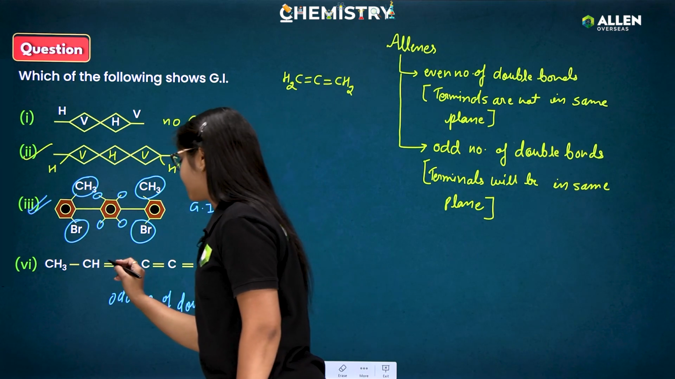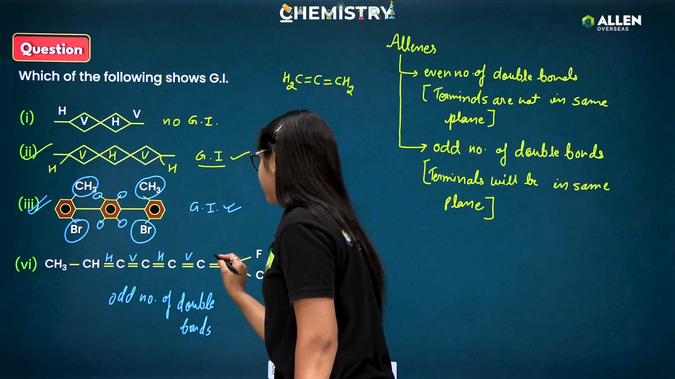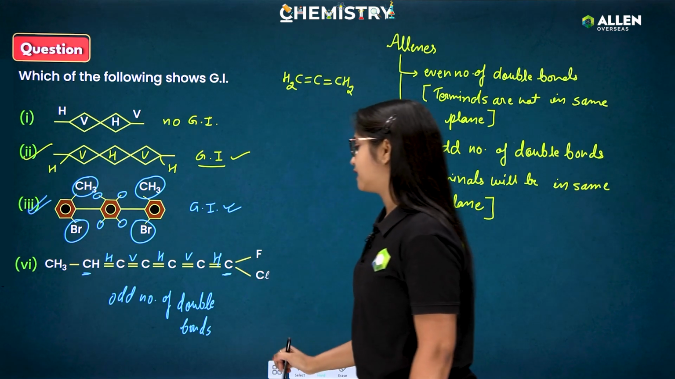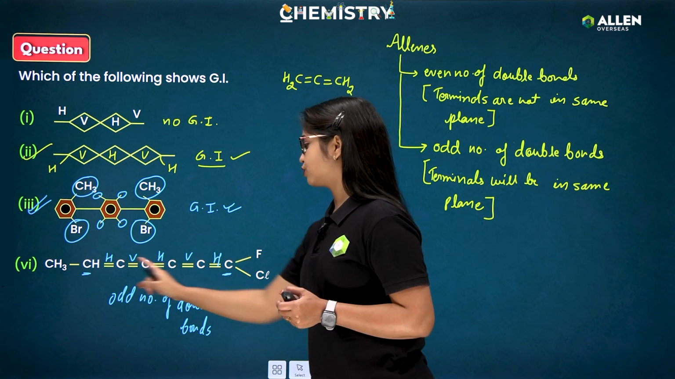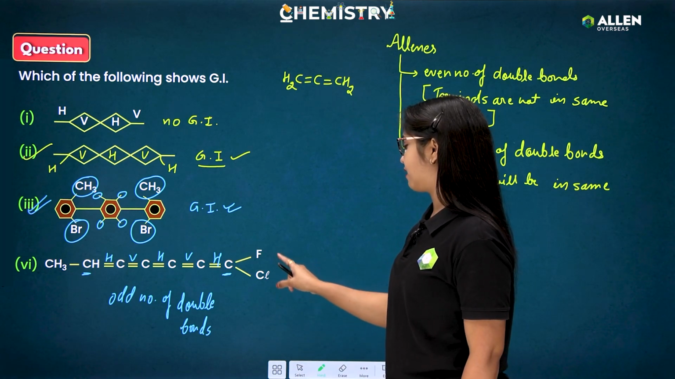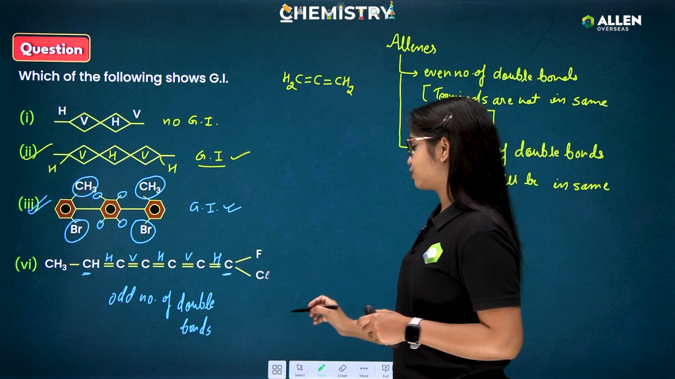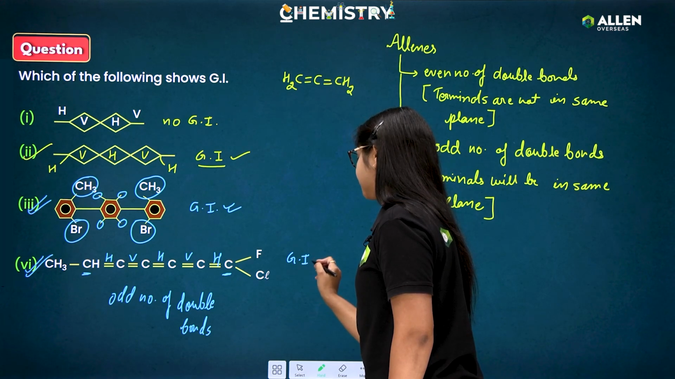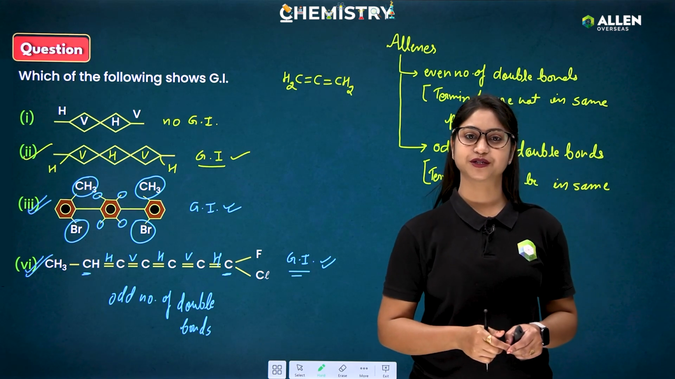That means, suppose this is horizontal, this will be vertical, then horizontal, then vertical, then horizontal. So this carbon and the last carbon will come in the same plane. The terminals are also in the same plane. So here you have methyl and hydrogen, here you have fluorine and chlorine. So yes, geometrical isomerism is possible here. So in the fourth one also, GI is possible. So these are the examples for the geometrical isomers.